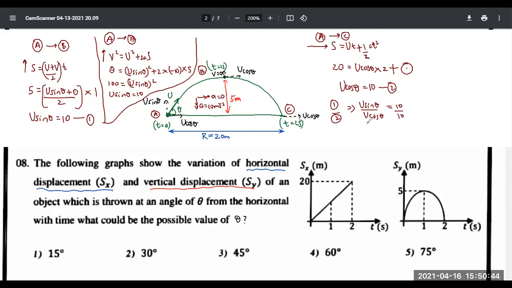What do you have on the left side? Tan theta. What do you have on the right side? 1. How did I get tan theta? U cancels out. Sine theta divided by cos theta is tan theta. And 1 can be written as tan 45. That means theta is equal to 45 degrees. Hence the answer is the third option, isn't it? Third.